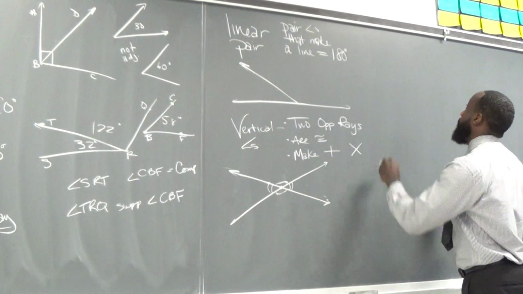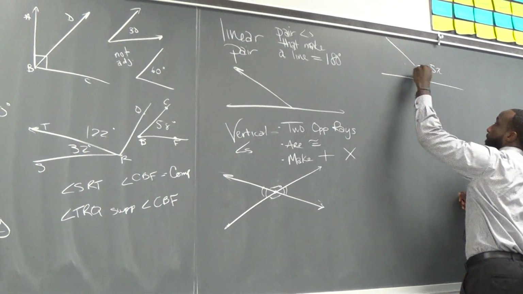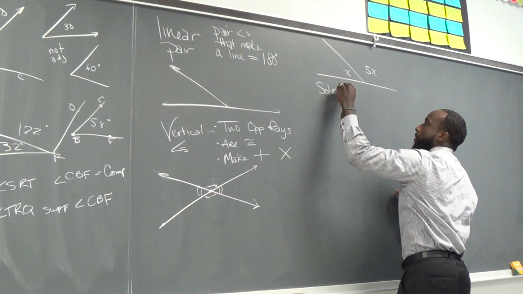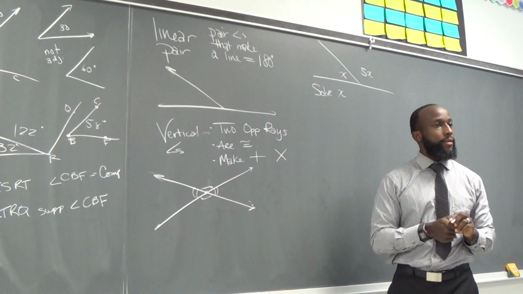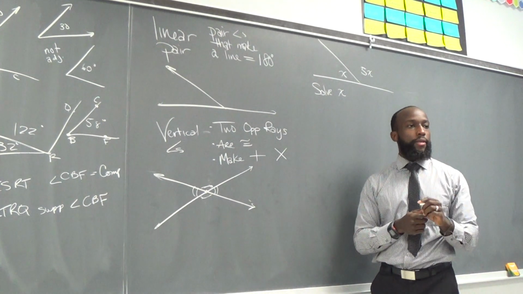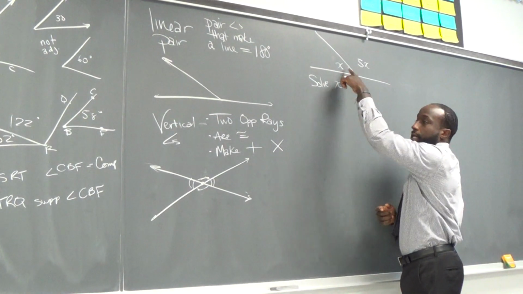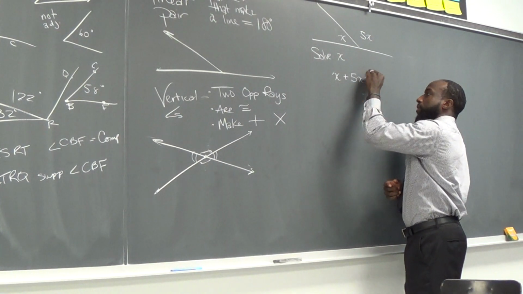Okay, so what if we had to do this? Let's say this is 5x and this is x. Solve for x. What would I do to solve for x? Plus 5x equals 180. So you'll add these together and set them equal to 180. So x plus 5x equals 180.